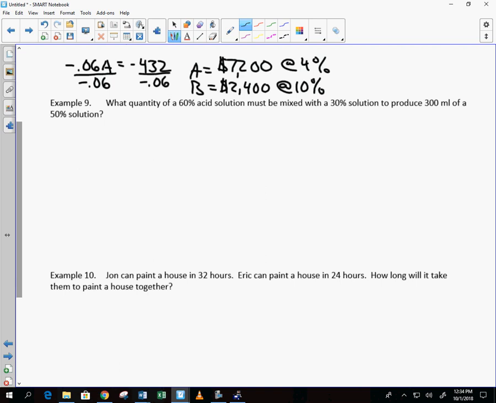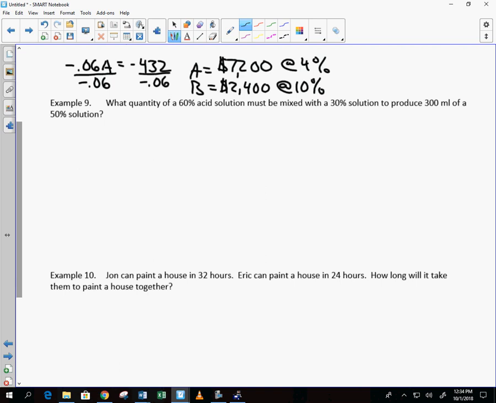Think we're going to dump more of the 60 or more of the 30? What do you think? We want 50 in the end. More of the 60, right? If I would have said 40%, then we would need more of the 30 because it's closer. So we know we're going to need more of one, but how much?